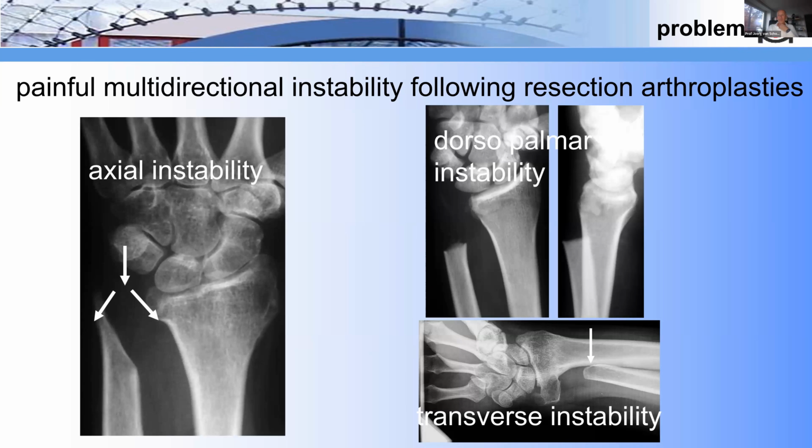With these salvage procedures, we might have the problem that we produce a painful multidirectional instability of the forearm, because we lose the buttress for the radius when we resect the ulnar head, as we will show a little bit later. The instability may be in the axial direction, in the dorsopalmar direction, or in the transverse direction, especially if we load our forearm, what we call radioulnar impingement syndrome.